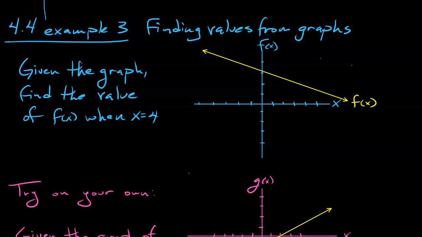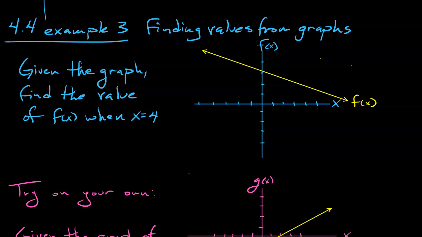Given the graph, find the value of f of x when x equals 4. How do we do that? Where is x equals 4? Let's go with that. Where's x equals 4?